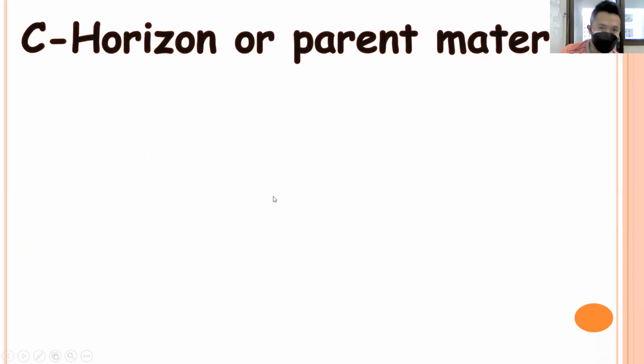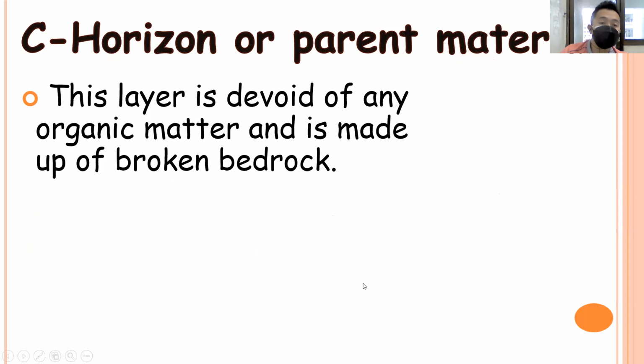Next, we have the C horizon, or the parent material, or the parent rock. If you would say parent rock, it's the same. If you say, teacher, it's only parent material, well, both of you are correct. If you would say parent material, okay. Parent rock, it's okay. Okay, that's the C horizon.